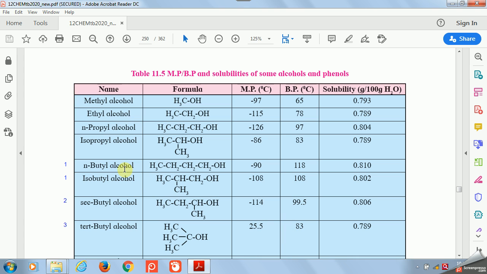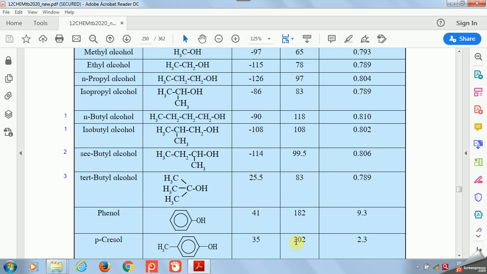All these temperatures are in degree centigrade. In N-butyl alcohol, all the 4 carbons are in a straight chain. In isobutyl there is one branch on one carbon of that chain, that is the second carbon. In secondary butyl your OH group is on the second carbon, and in tertiary butyl the second carbon contains 2 branches. So the more the number of branches, the less the boiling point among them. Tertiary butyl alcohol has the least boiling point among these 4. So as branching increases, boiling point decreases. This is the general trend that you have to remember.